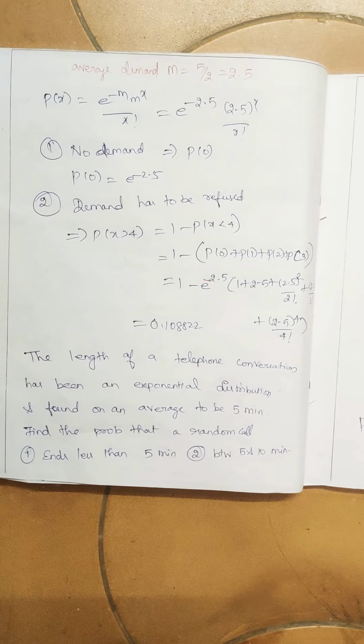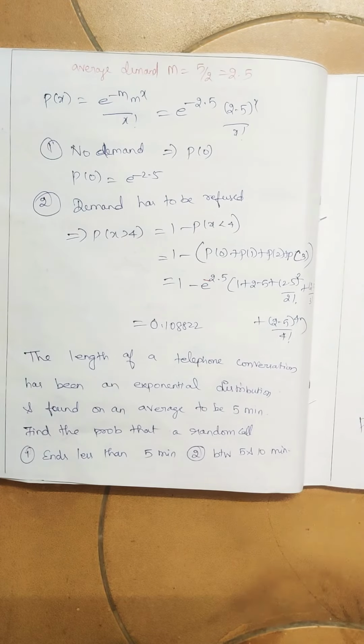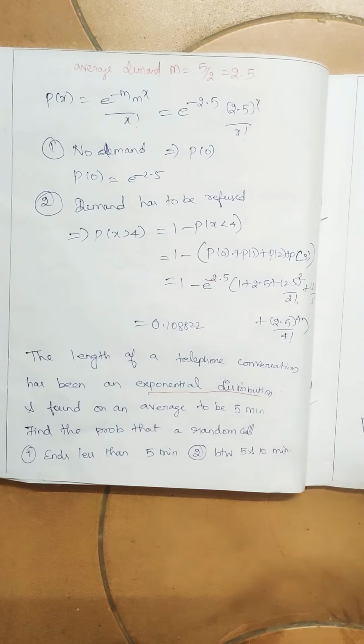Now, next question. The length of a telephone conversation has an exponential distribution. Where is the clue? They've given exponential. And found on an average to be 5 minutes. Find the probability that a random call, first question, ends in less than 5 minutes. Second question, between 5 and 10 minutes.